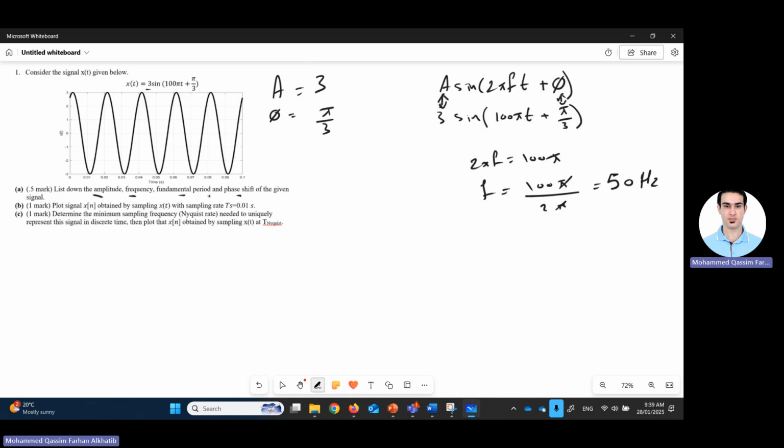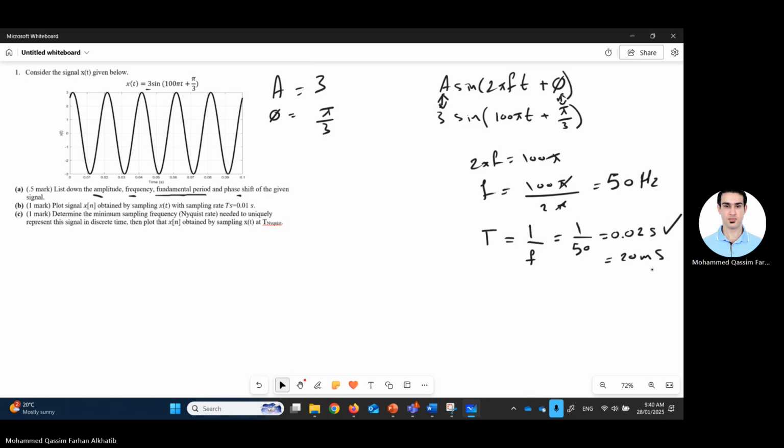All right. Fundamental period. If you remember from last week, the fundamental period is the lowest period at which the signal starts repeating itself, which is the reciprocal of the frequency. So the fundamental period T equals 1 over f, 1 over 50. And that's going to be 0.02, or you can write it in milliseconds, 20 milliseconds. But in the exam, 0.02 seconds, that's still fine by me.